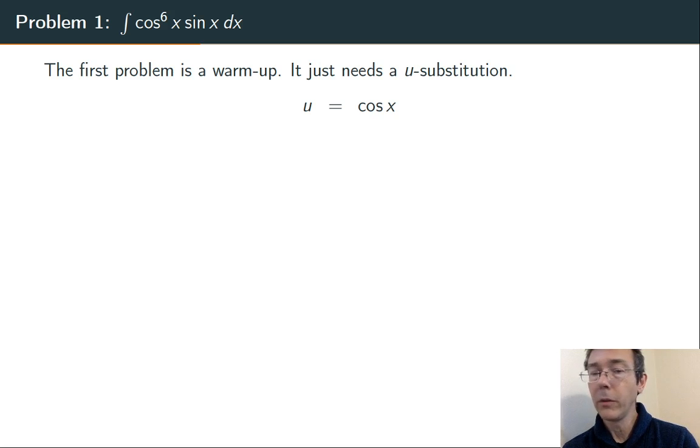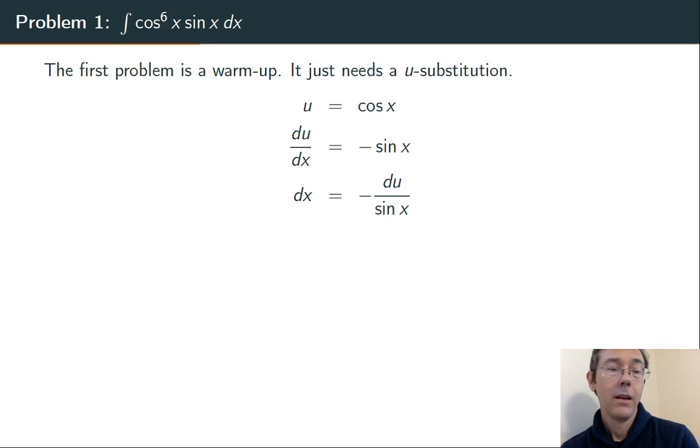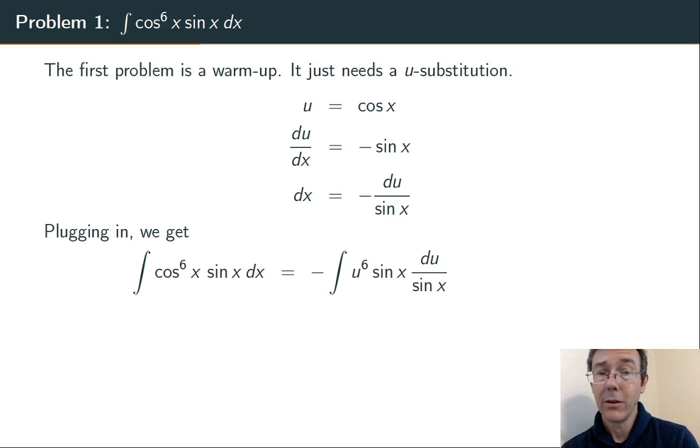This one's just a u substitution problem. If we let u equal cosine x, we're going to get home very quickly. Differentiate both sides, solve for dx. Go back to the original integral, take out cosine of x and replace it with u. Take out dx and replace it with negative du over sine x. And now we're in a situation where the sine x's will cancel.